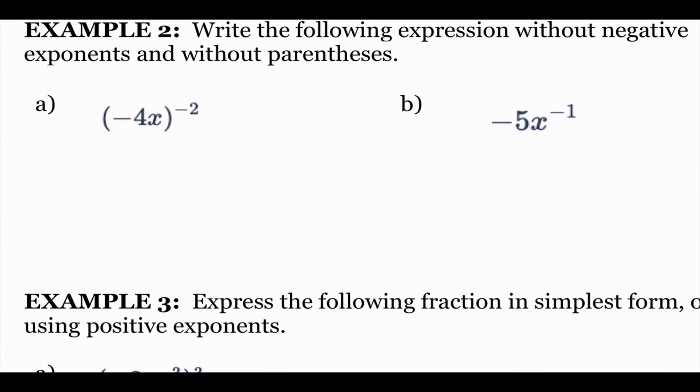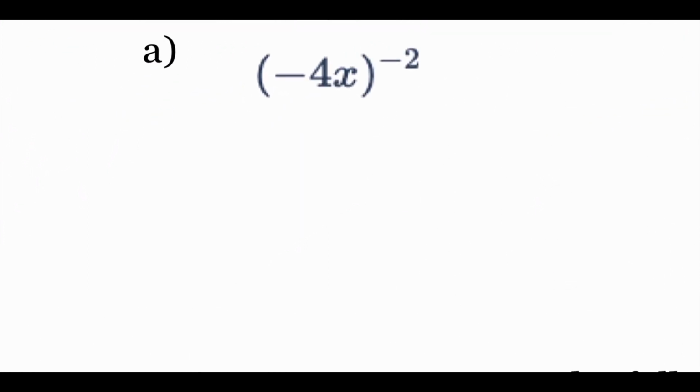2a, 2b. Parentheses. This one has parentheses. What is inside the parentheses? Negative 4 and x, right? That's step 6. I have 2 things on the inside. That's rule number 6. Rule number 6 says everything on the inside gets a power. Okay. Negative 4 gets a negative 2 power. X gets a negative 2 power.